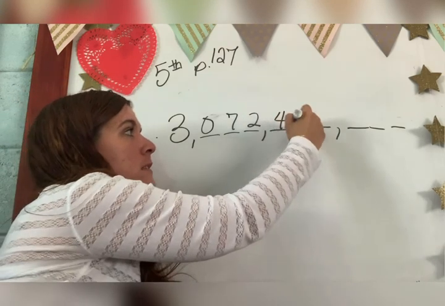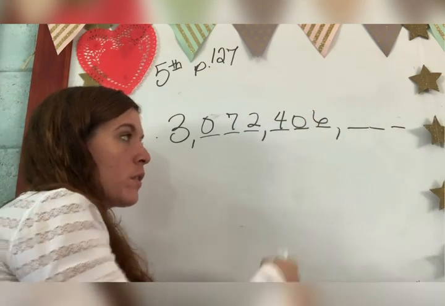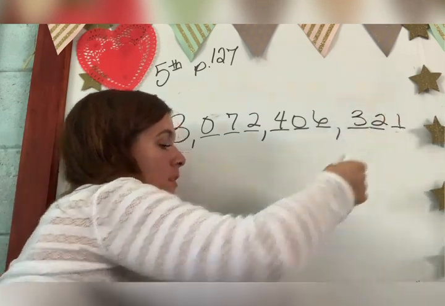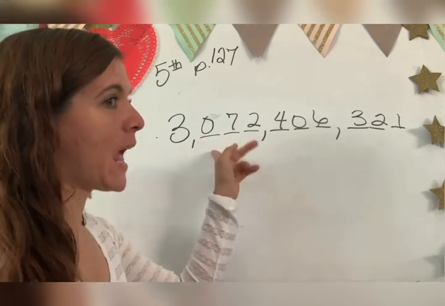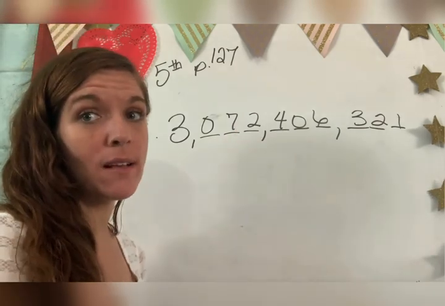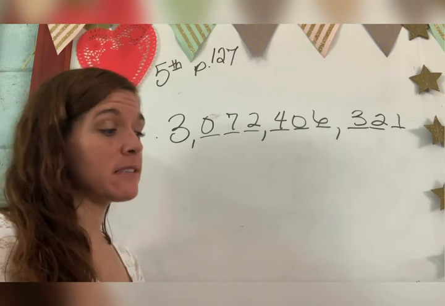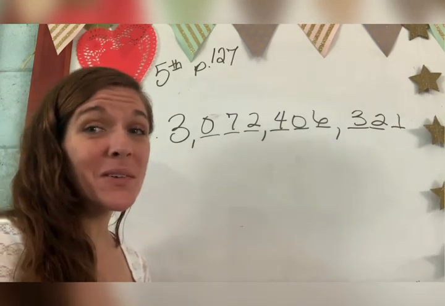406,000. 406,321. Okay, so make sure that you have zeros in place if you need them. Don't guess on this, you guys. I've taught you how to write numbers before. If I see that you're being sloppy with them, I'm going to make you do them all over again.